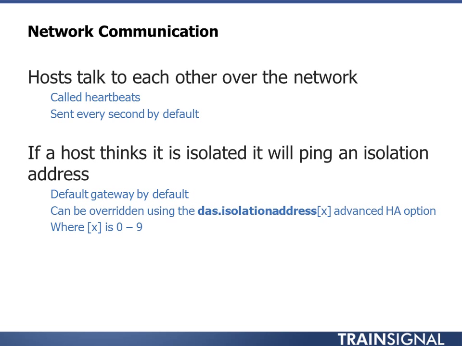So these are advanced HA options. We'll see them in the lab that you configure under the HA config, and you do das.isolationaddress, and in brackets you put, I think, 0 through 9. Didn't even see my own notes, but you can put 0 through 9, so you can have up to 10 of them, and you can tell it what to ping. You can say the gateway, you can say the gateway and that router also that's over there, or something else, and it will ping those. That way, if you can't ping the default gateway because it's blocked or filtered, or you just want a backup, you can do that.